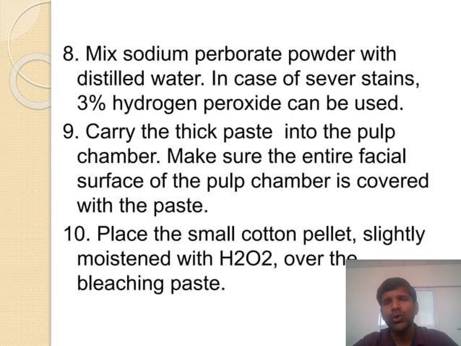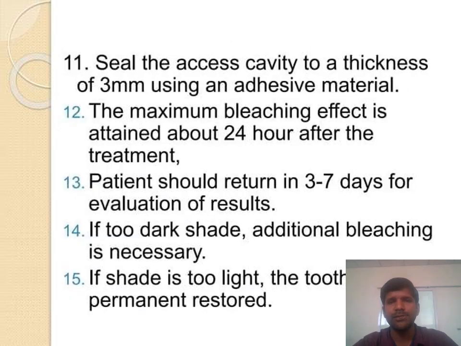Then mix sodium perborate powder with distilled water. In case of severe stains, 3% hydrogen peroxide can be used. Carry the thick paste into the pulp chamber. Make sure the entire facial surface of the pulp chamber is covered with the paste. Place a small cotton pellet slightly moistened with hydrogen peroxide over the bleaching paste. Seal the access cavity to a thickness of 3 mm using an adhesive material.